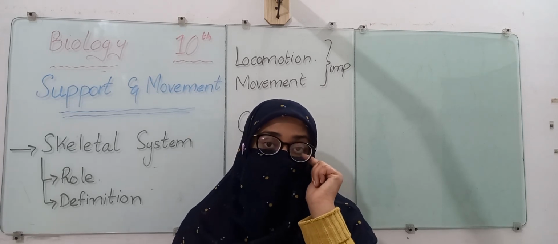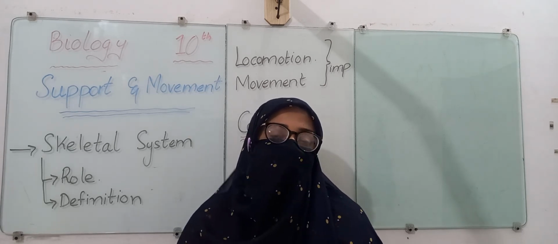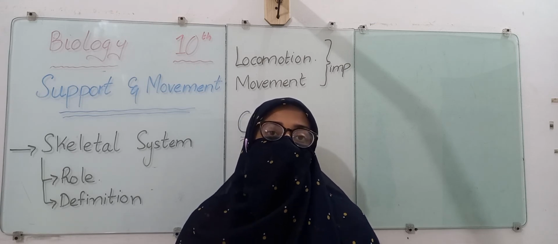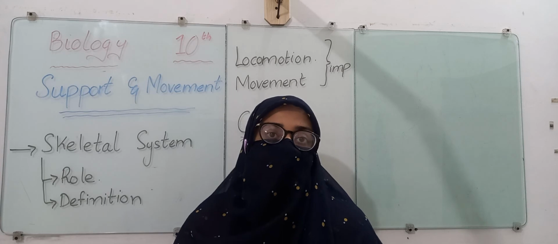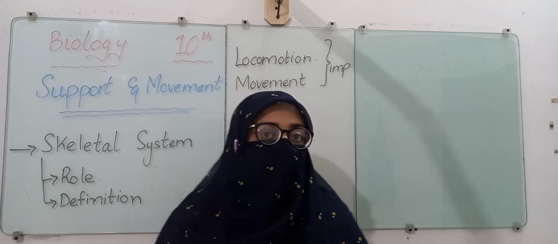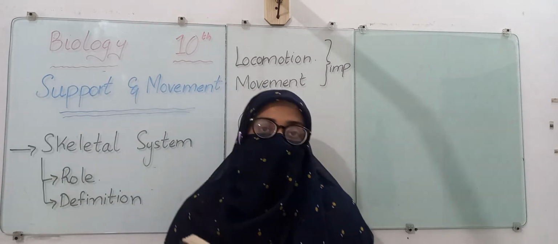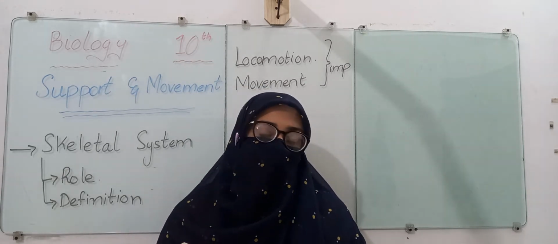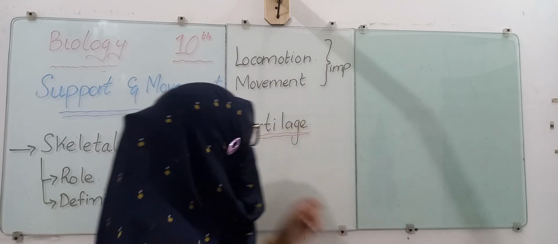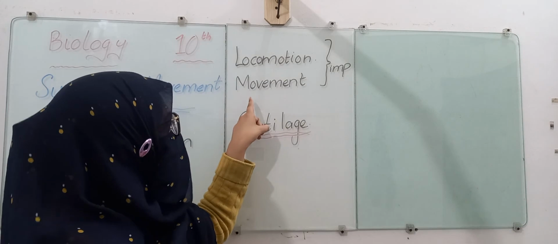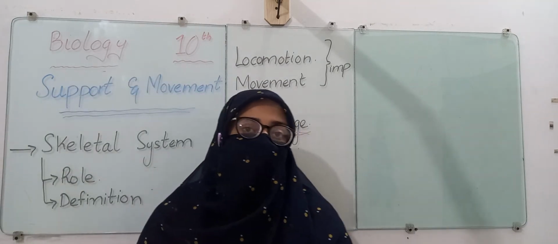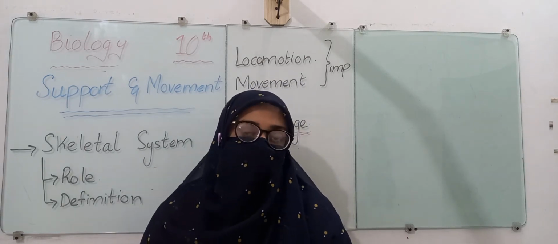And then the other function of the skeletal system is movement. The bones and muscles provide movement to our body parts. With their help, we can move from one place to another. Now in this topic, two important words that are often confused with each other are to be discussed. The first word is locomotion and the second word is movement. Movement is a very easy and widely used term.